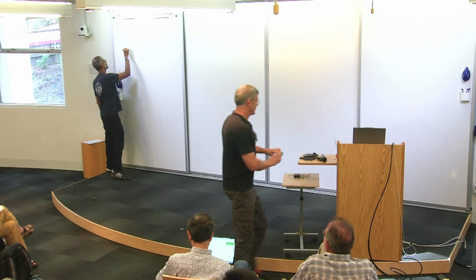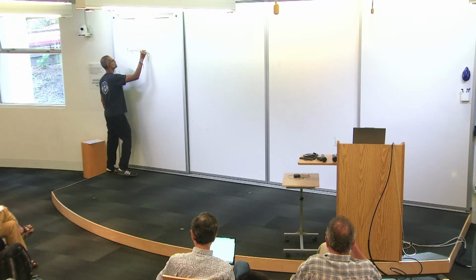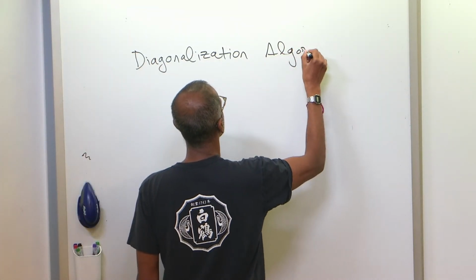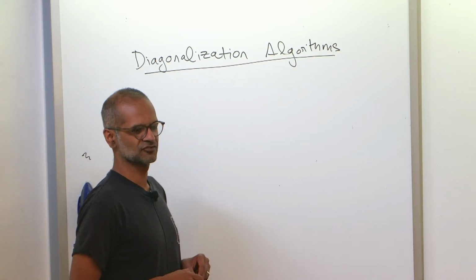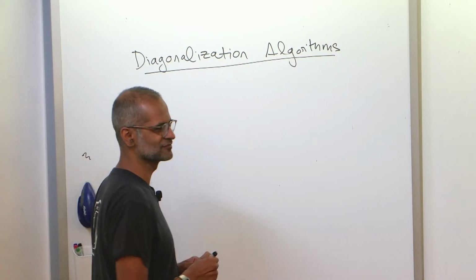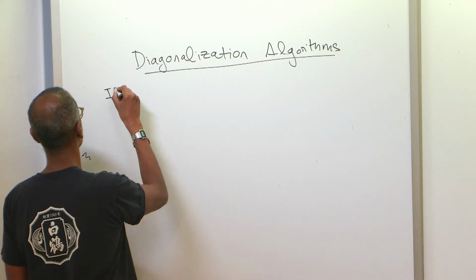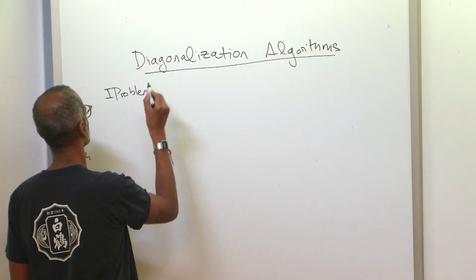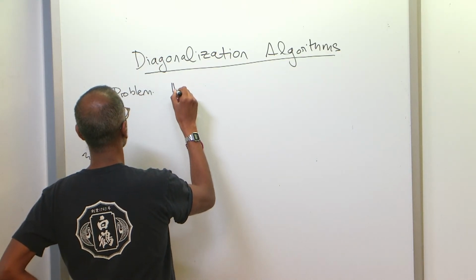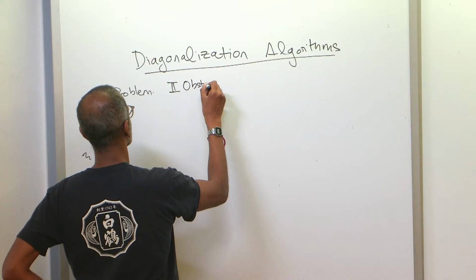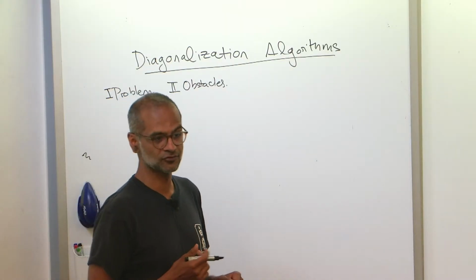So I'm going to talk about diagonalization algorithms. And this is a topic which, despite sounding like it should have been solved hundreds of years ago, is still a topic of active research. First, I'll define what the problem is of devising provably efficient diagonalization algorithms for general matrices. And then I'll tell you what the obstacles to finding such a good provable algorithm are, and why maybe it's challenging to do so.